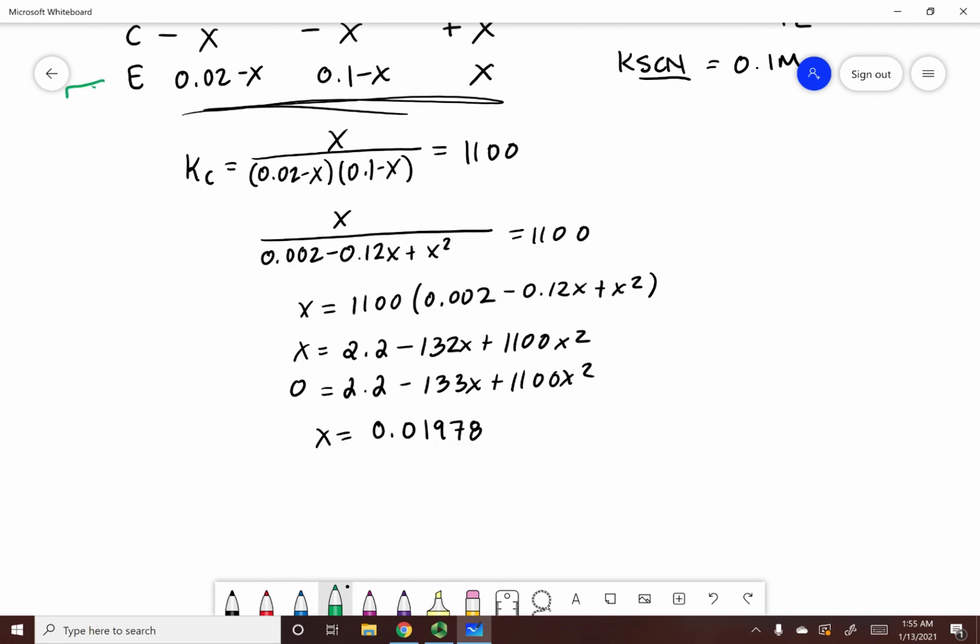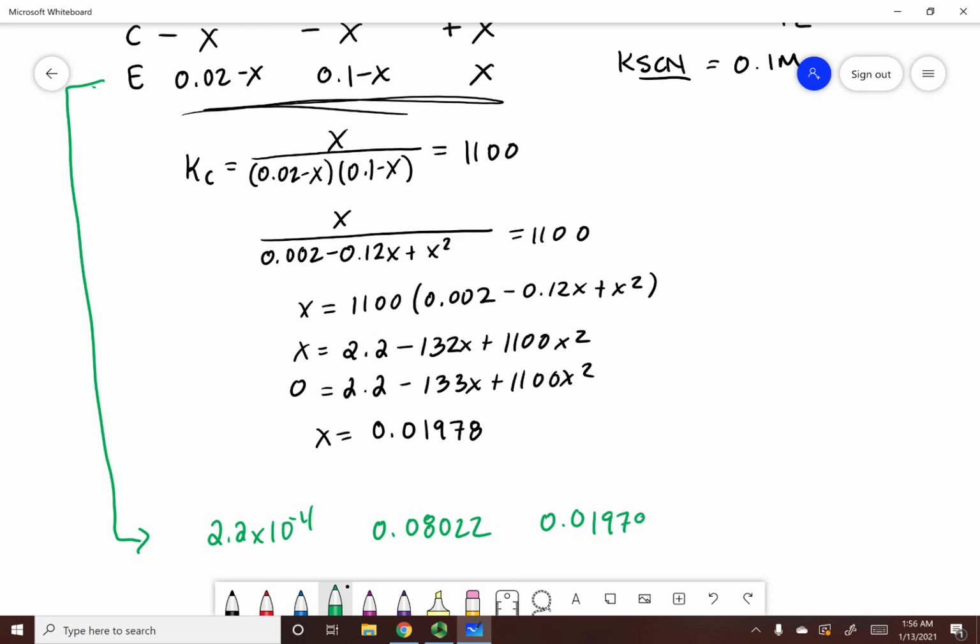All right, let's finish off this problem and plug our x into our equilibrium concentrations to get a numerical value out of them. So 0.02 minus x happens to be 2.2 times 10 to the negative fourth. 0.1 minus our x value is going to be 0.08022. And finally, our x value, we can just write for our final concentration of 0.01978. So these are going to be the concentrations at equilibrium. All right, I hope that made sense to you all.